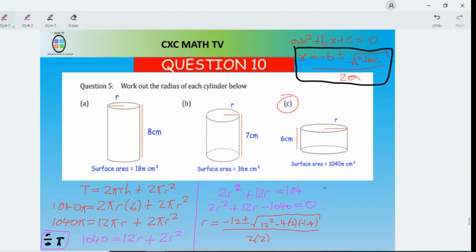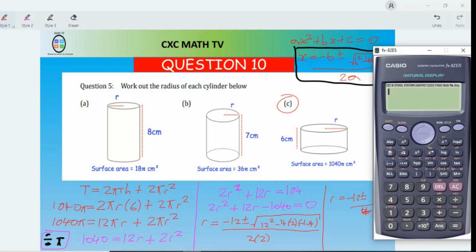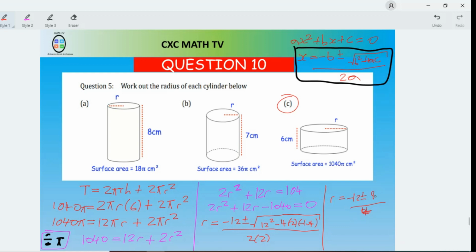And then you punch that into your calculator. So you get minus 12 plus or minus. And 2 times 2, we can just put 4 in the denominator, right? So go ahead now and we're going to work out that part. The square root of 12 squared minus 4 in bracket 2 times minus 1040. Close up the bracket and we get 92. So right here is 92.